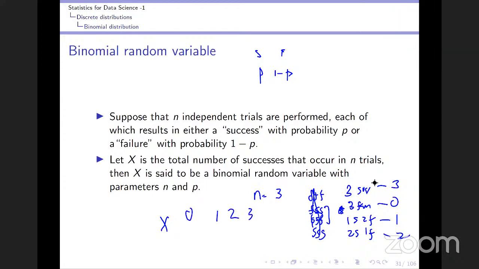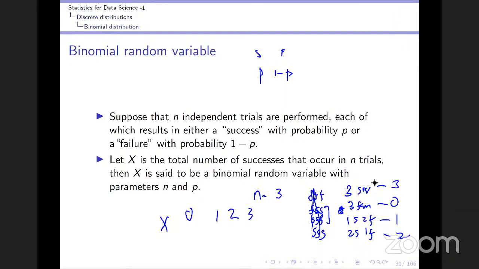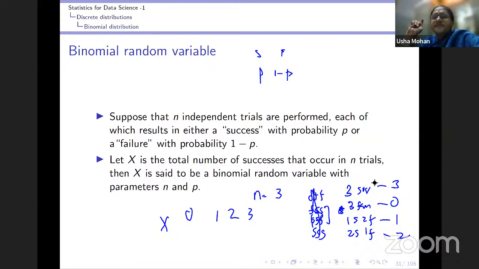Suppose n equals 10, suppose I'm doing this 10 times. So what are the possible values X will take in that case? 0, 1 to 10. Is that clear? Okay. Now I'm interested in what is the chance of this outcome happening?